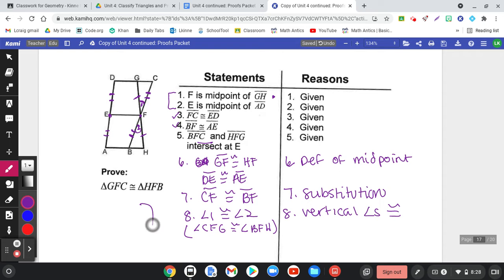All right, so now what it asks us to prove, triangle GFC is congruent to triangle HFB. And the reason, look at your picture, side angle side is congruent to the other side angle side.